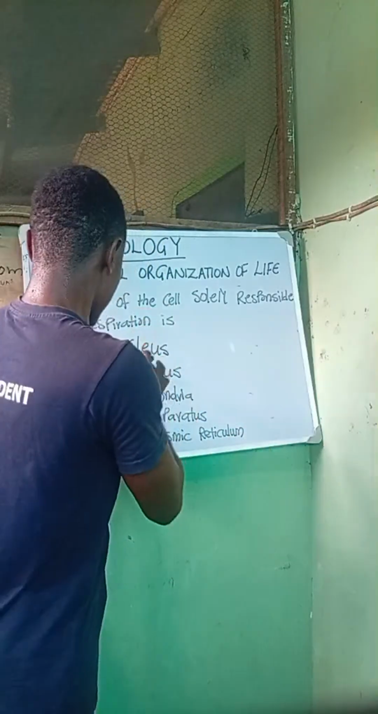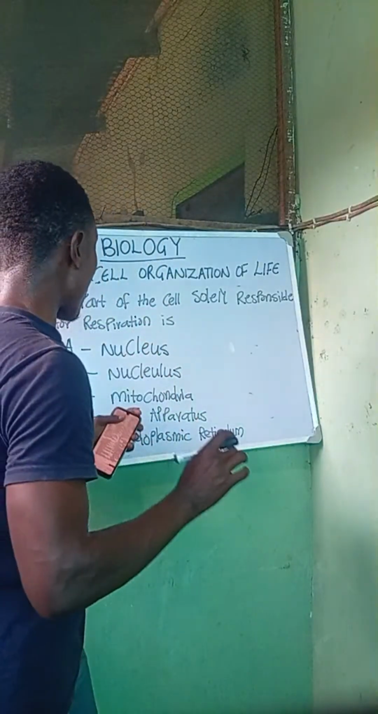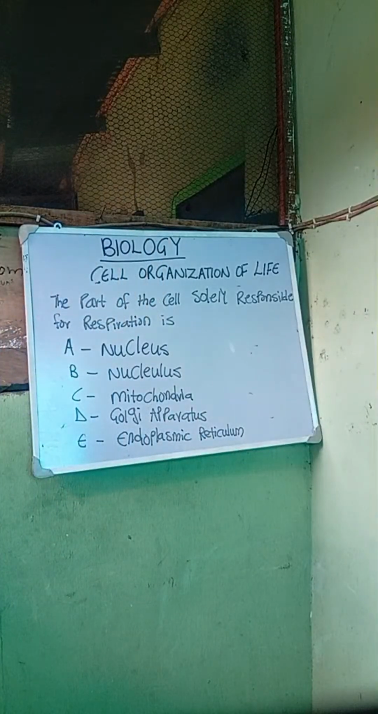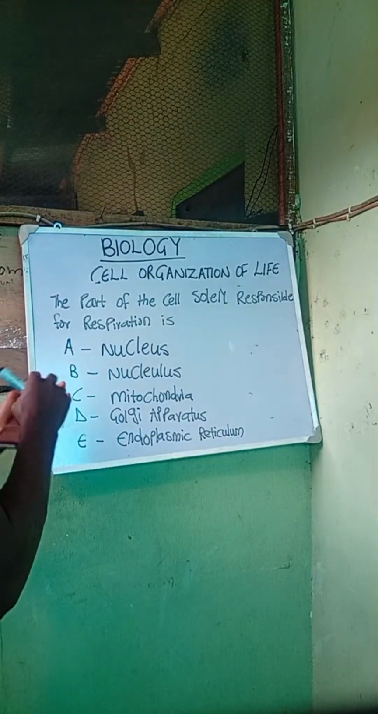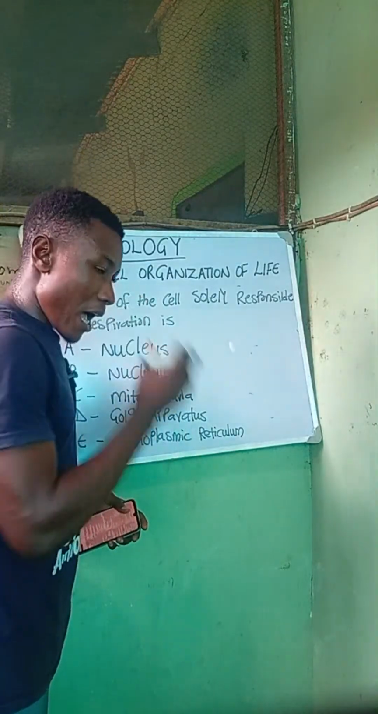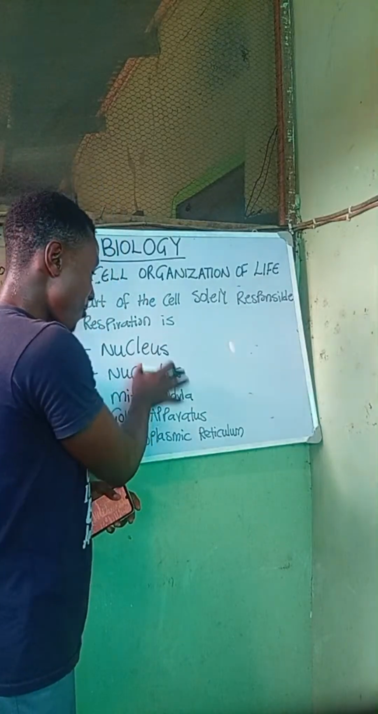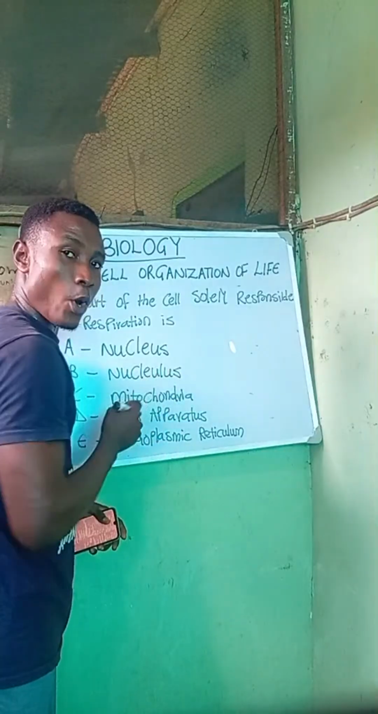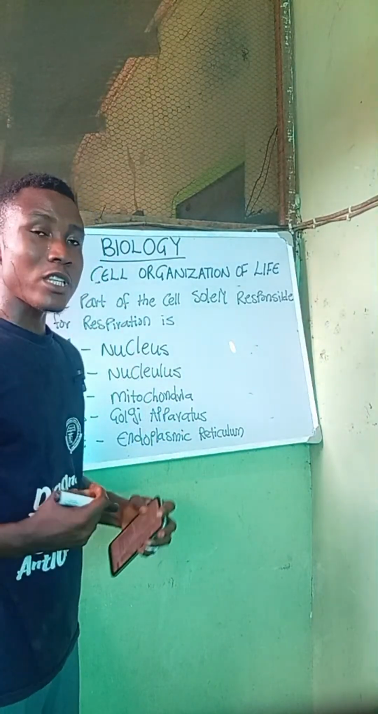So we have the part of the cell responsible for respiration: A, nucleus, B, nucleus, C, mitochondria, D, Golgi apparatus, and E, endoplasmic reticulum. All right, let's go straight to the answer. The answer is mitochondria. The mitochondria is known as the powerhouse of the cell.